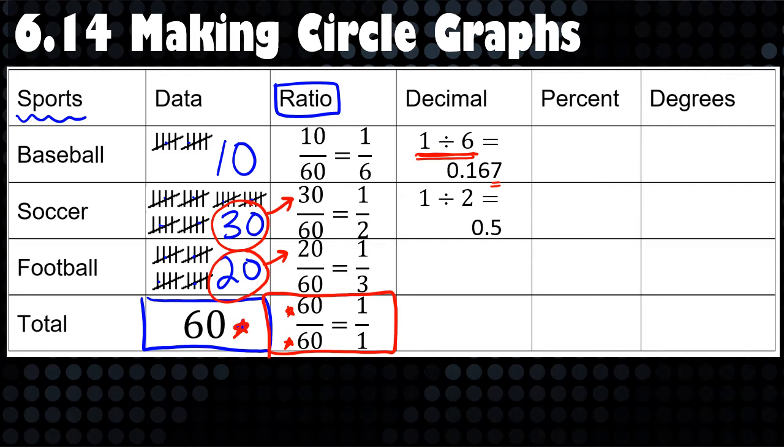So how about soccer here? I did 1 divided by 2 in the calculator, or you can just know that that decimal is 0.5. And I'm just going to keep going here with football. If I hit 1 divided by 3 in the calculator, it's going to give me the repeating decimal 0.3, and the 3 is going to repeat.